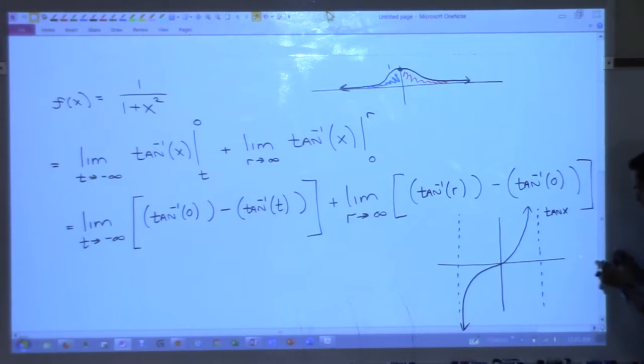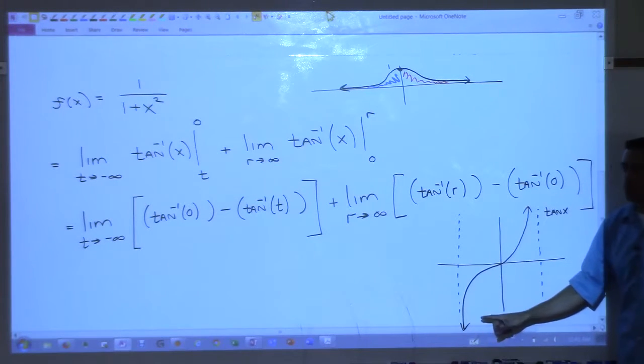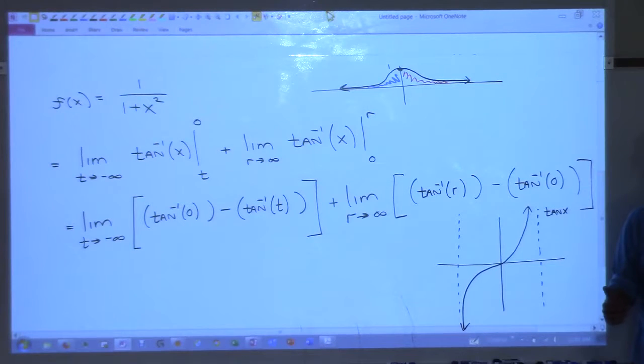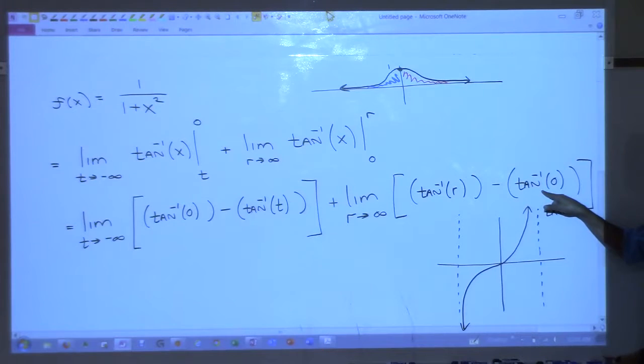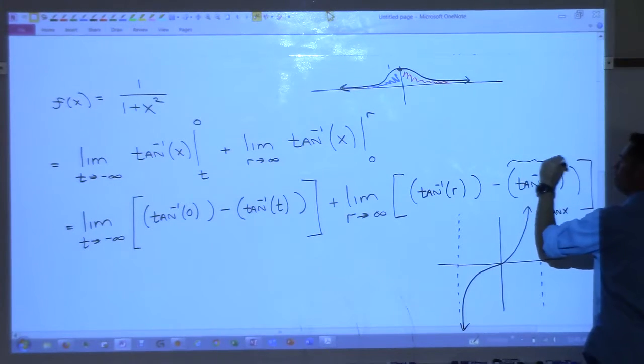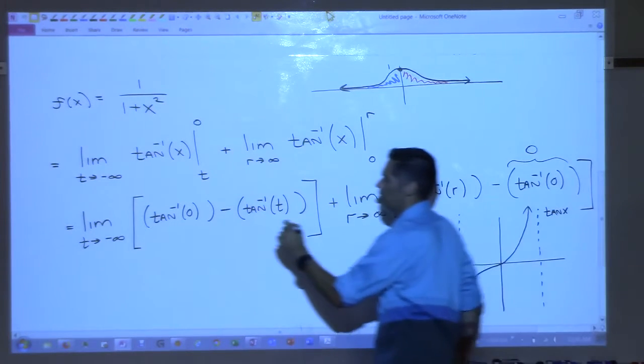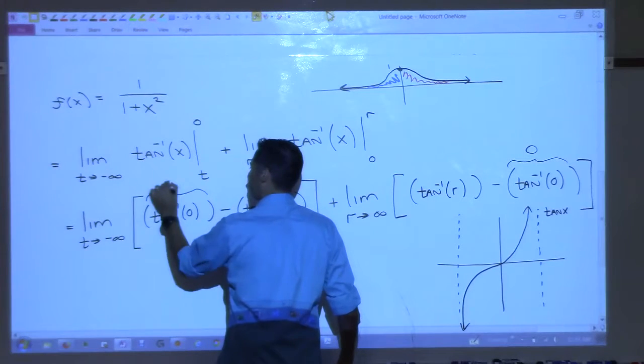That's this graph, right? So when you're saying what is arctangent of 0, what you're saying is look at the tangent function. Where's the y-coordinate 0? So where on this graph is the y-coordinate 0? At x is 0, right? At x is 0, the y is 0. So this is 0, isn't it? This is 0. And this is 0. Right?